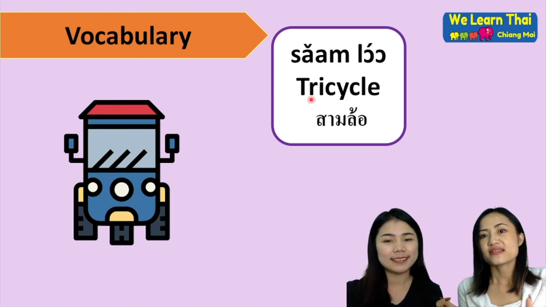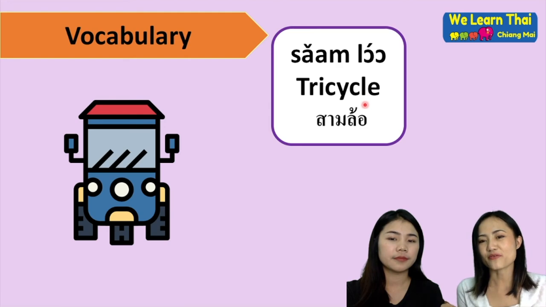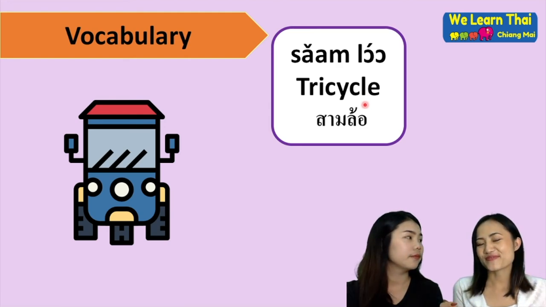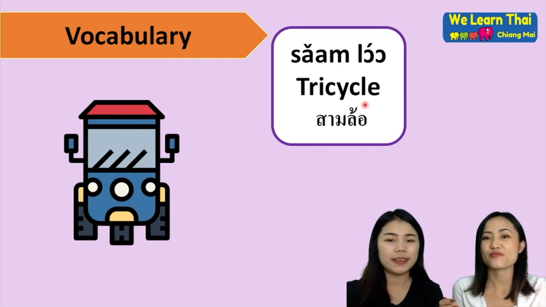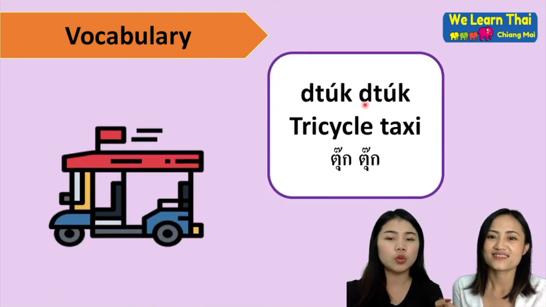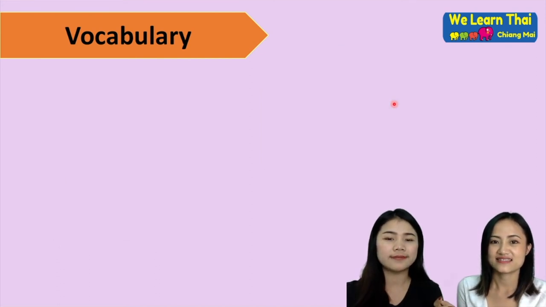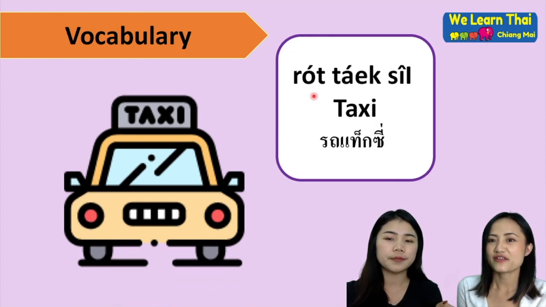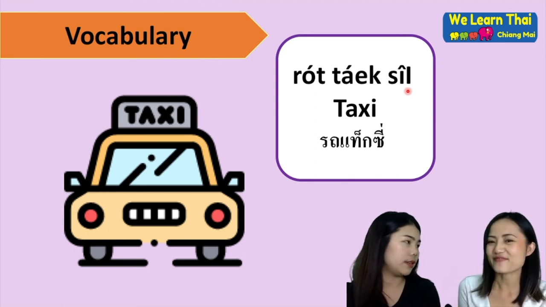Next one. สามล้อ, tricycle. Like tuk tuk, that's one also, สามล้อ, tricycle. And we have ตุ๊กตุ๊ก, tricycle taxi. And the next one, รถแท็กซี่, taxi. Same English word. Yeah, we use the English word.